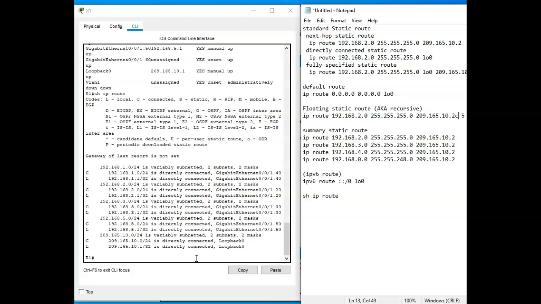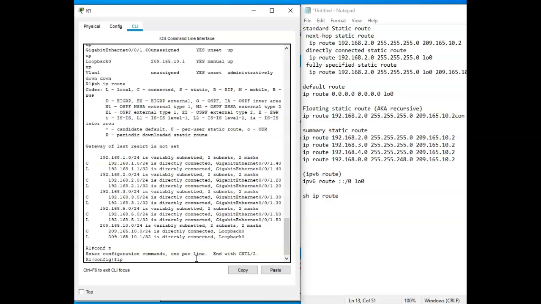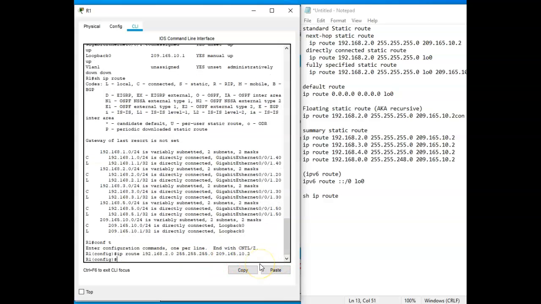If we go into global config mode, we could type in IP route 192.168.2.0, then 255.255.255.0, and then our next hop IP address, 209.165.10.2. So this is our IP route, our network address, our subnet mask for that network address, and then we are saying 209.165.10.2.